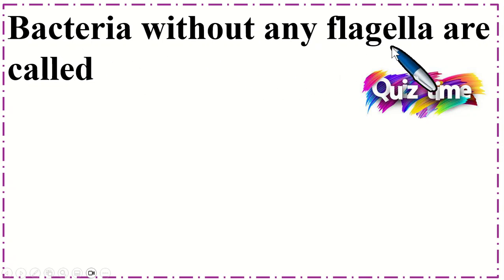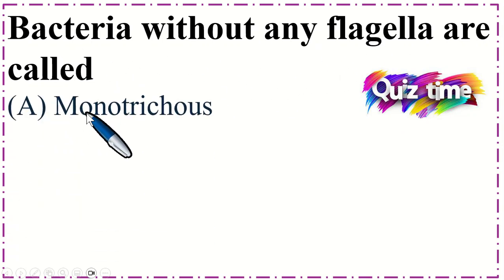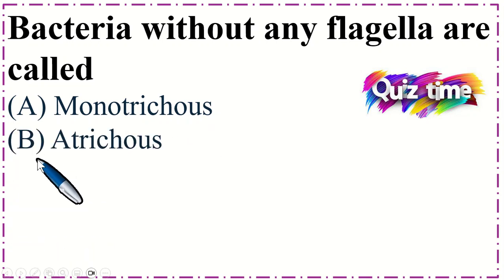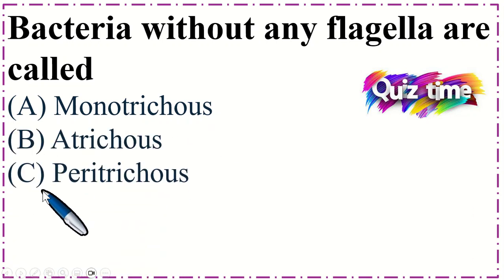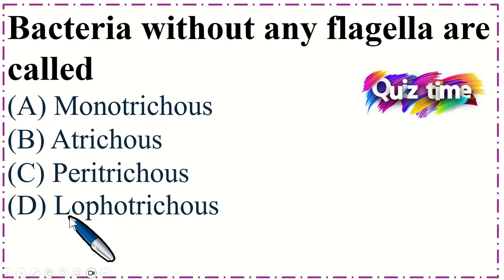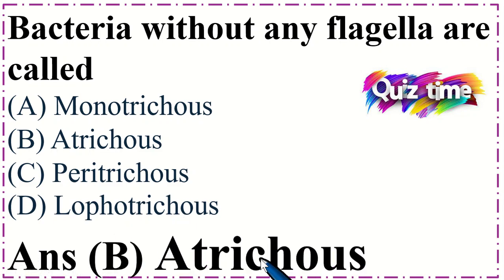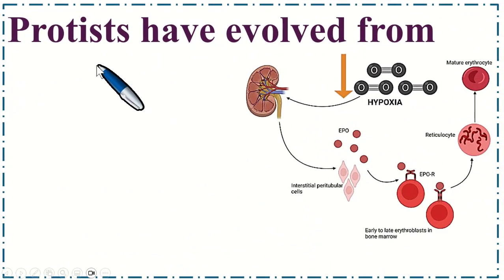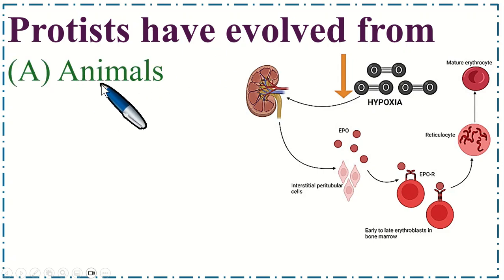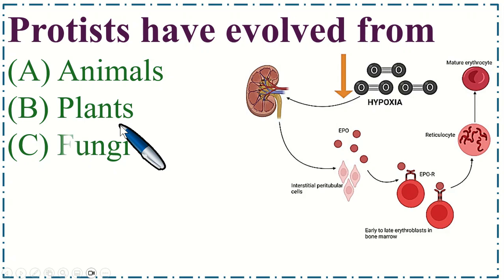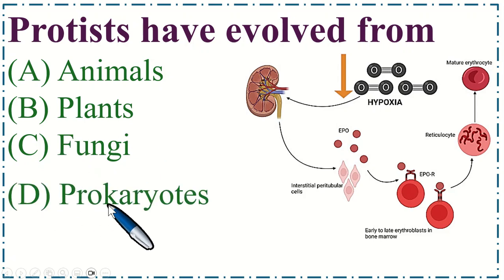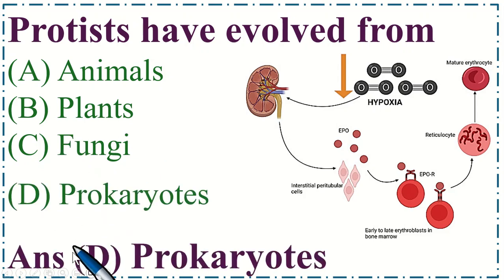Bacteria without any flagella are called option A monotrichous, B atrichous, C peritrichous, D lophotrichous. Correct option is B atrichous. Protists have evolved from option A animals, B plants, C fungi, D prokaryotes. Correct option is D prokaryotes.